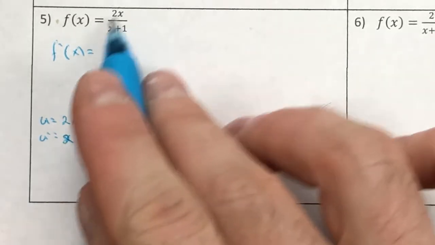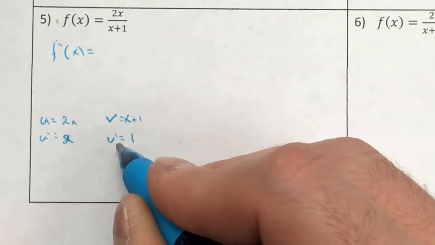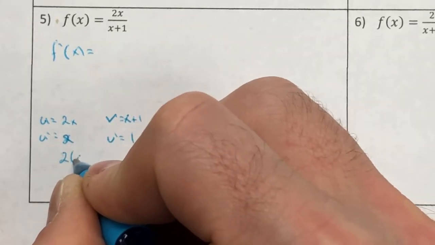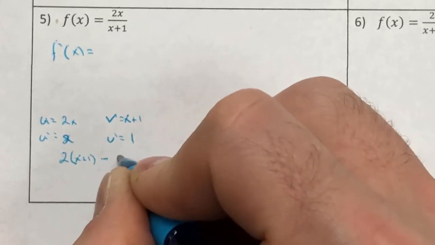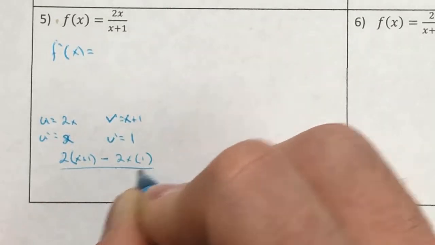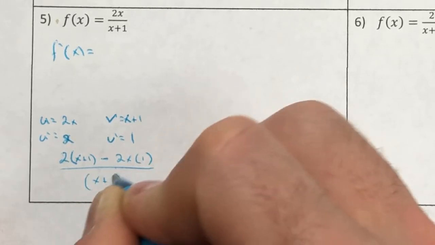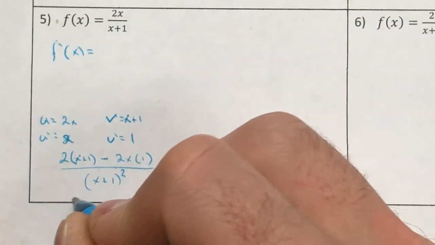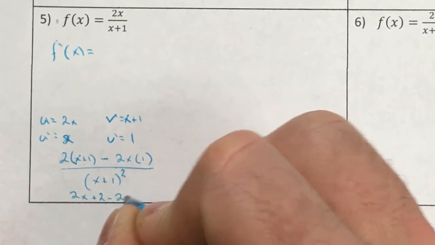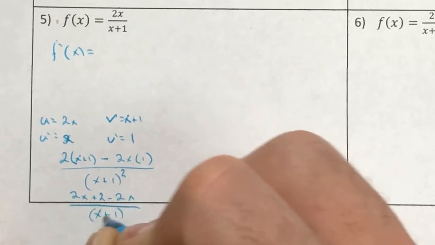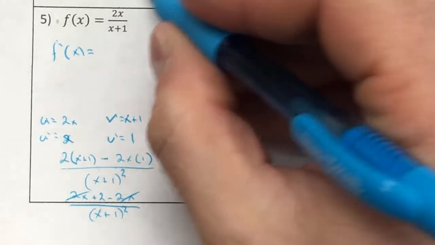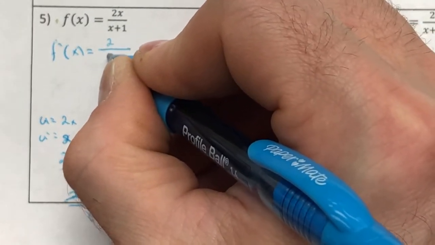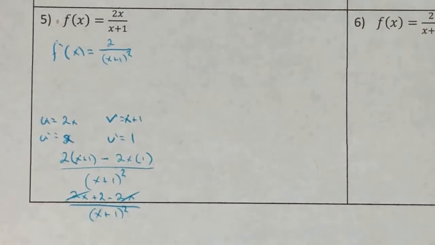If I do quotient rule here, it's low d high minus high d low all over low squared. So low d high, so 2x plus 1, minus high d low, 2x times 1, all over low squared, so x plus 1 squared. That simplifies down into 2x plus 2 minus 2x all over x plus 1 squared, and those cancel out. So my derivative is going to be 2 over x plus 1 squared.